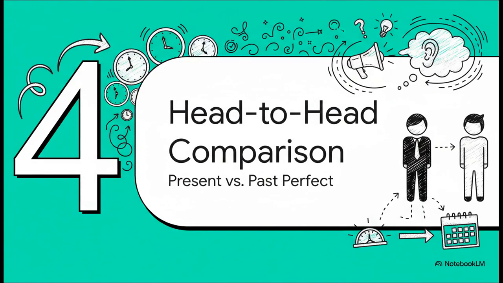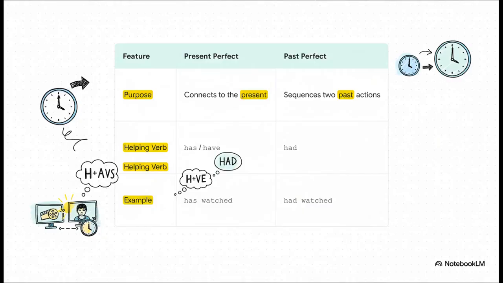All right, so we've looked at them one by one. But now for the main event. Let's put them head to head. I promise you, this is where it's all going to click. This chart just lays it all out perfectly. Let's break it down. What's the main job? Well, present perfect, its purpose is to connect a past action to the present. Past perfect, its job is to show one action happened before another past action. The helping verb, the giveaway, for present perfect, it's has or have. For past perfect, it's always just had.